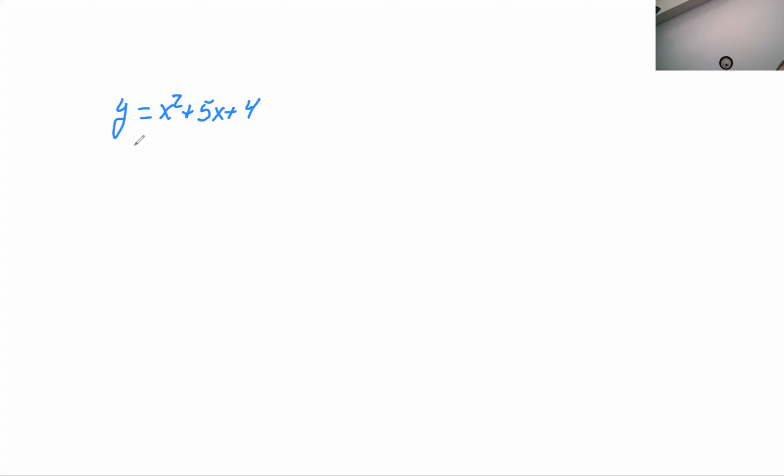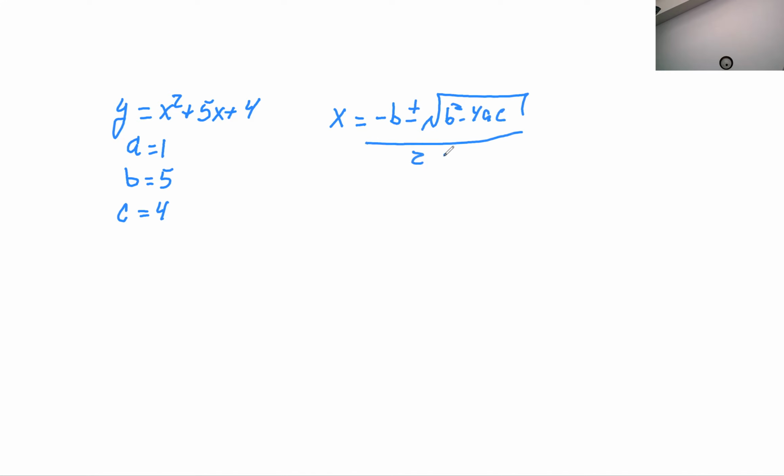So the way I like to do this is I always like to write these down where the a value is 1, the b value is 5, and the c value is 4. So again, you don't have to memorize anything. Let me just write the quadratic formula here for you. And it would be minus b plus or minus the square root of b squared minus 4ac all over 2a.